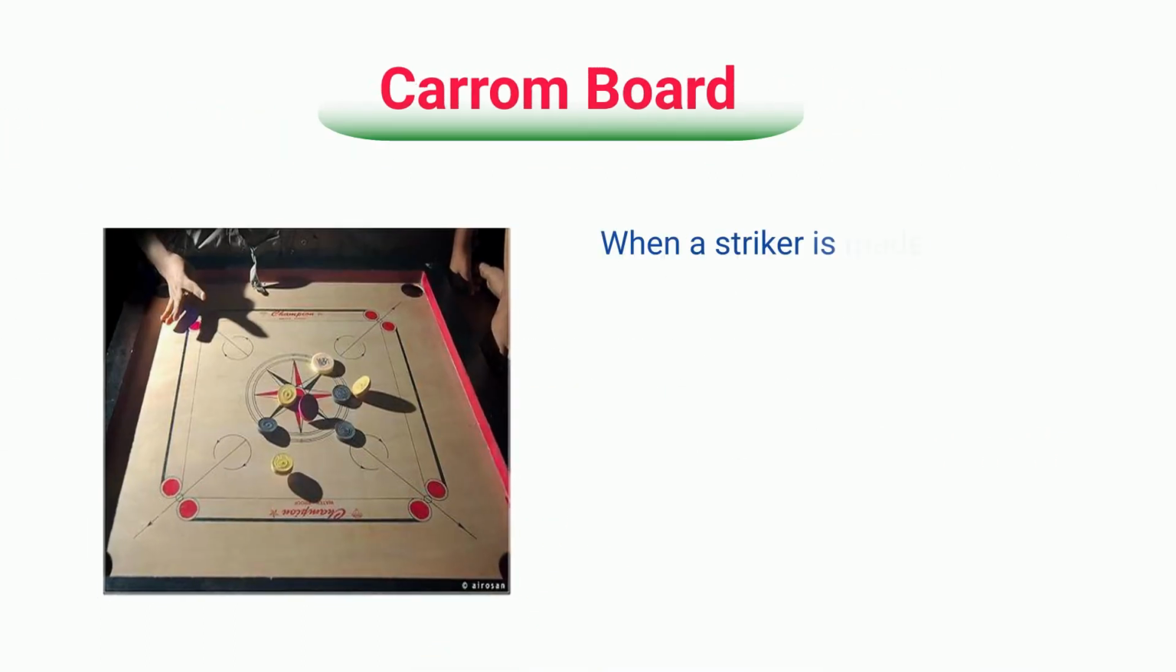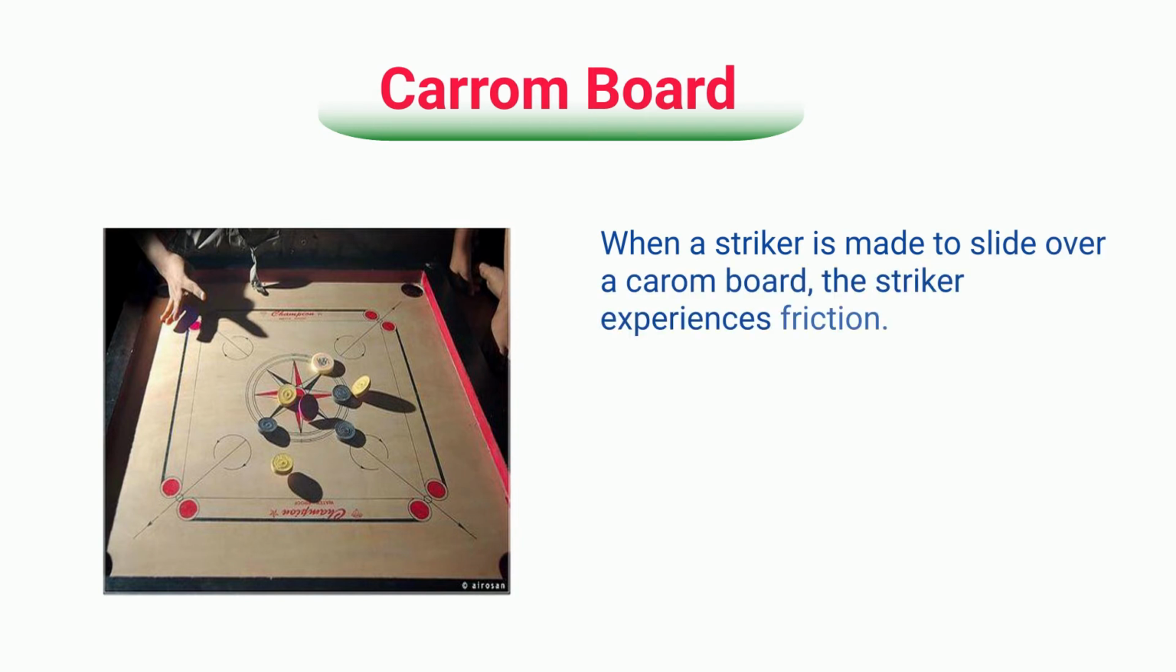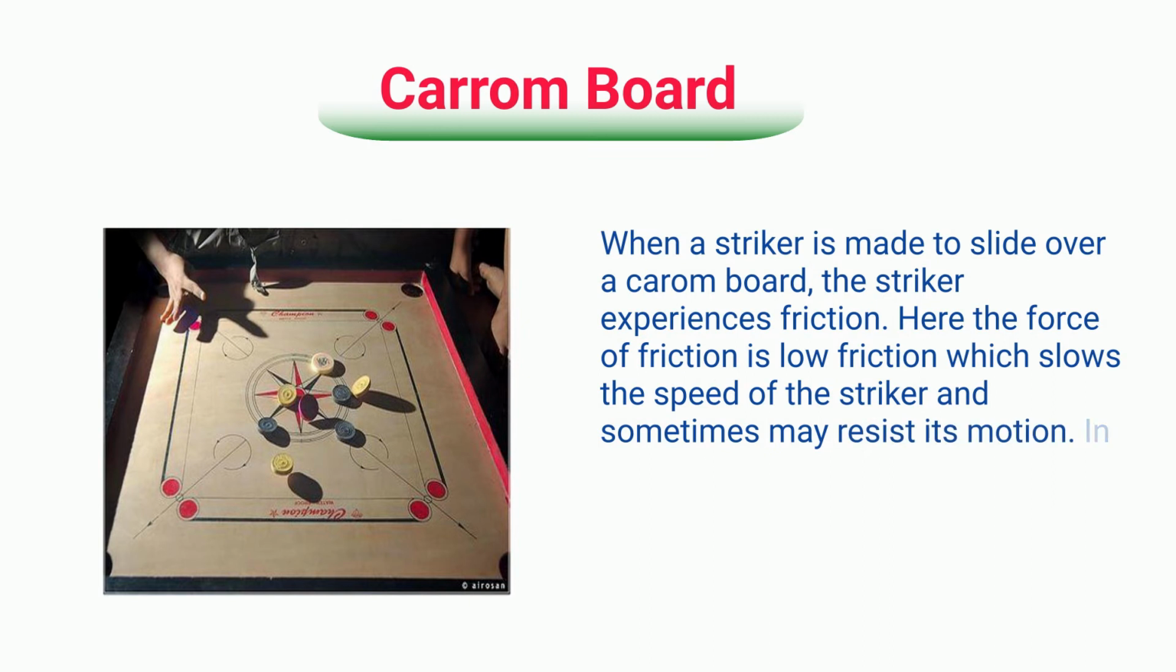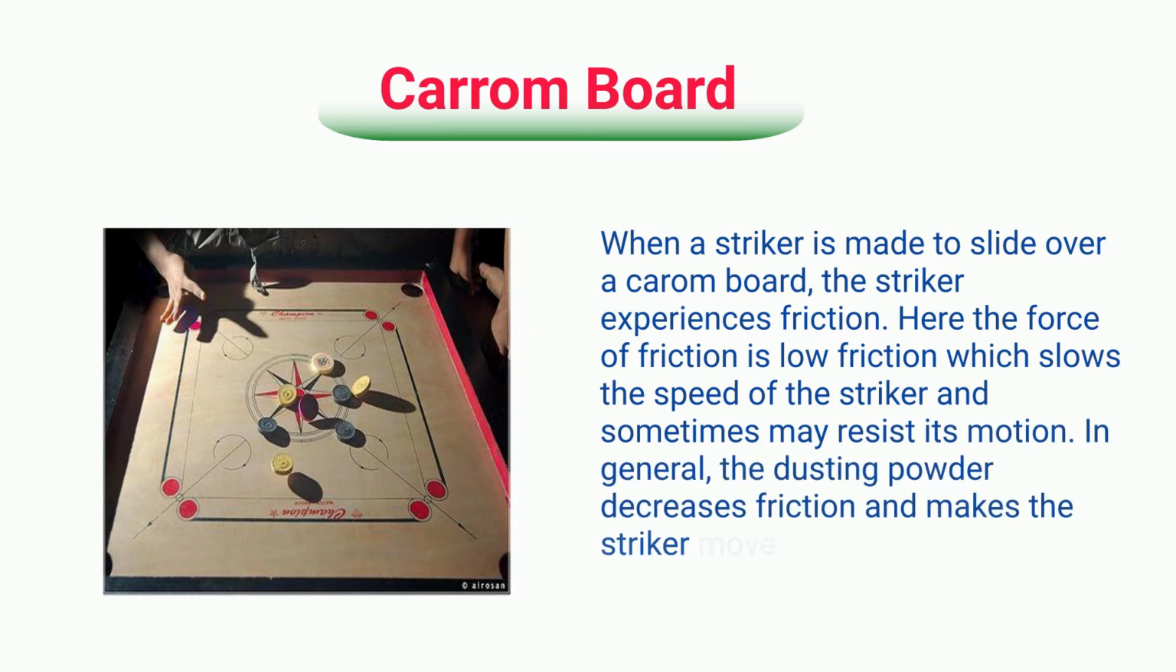Carom board. When a striker is made to slide over a carom board, the striker experiences friction. Here the force of friction is low, which slows the speed of the striker and sometimes may resist its motion. In general, the dusting powder decreases friction and makes the striker move smoothly over the surface.